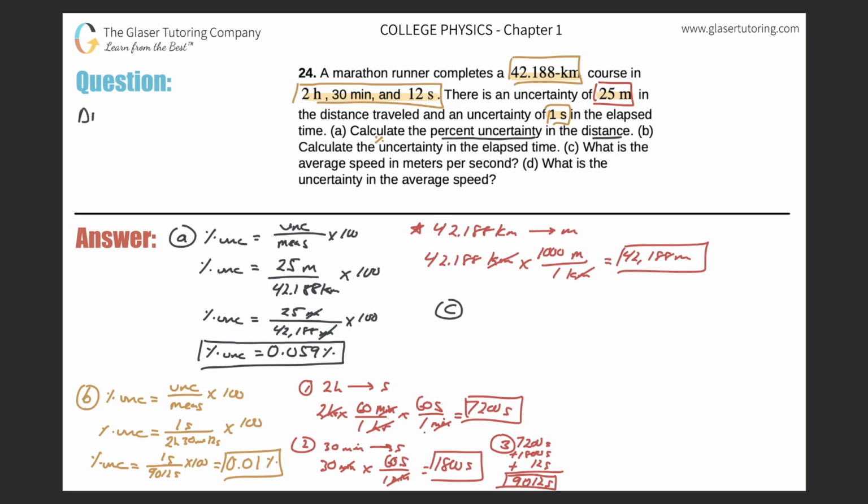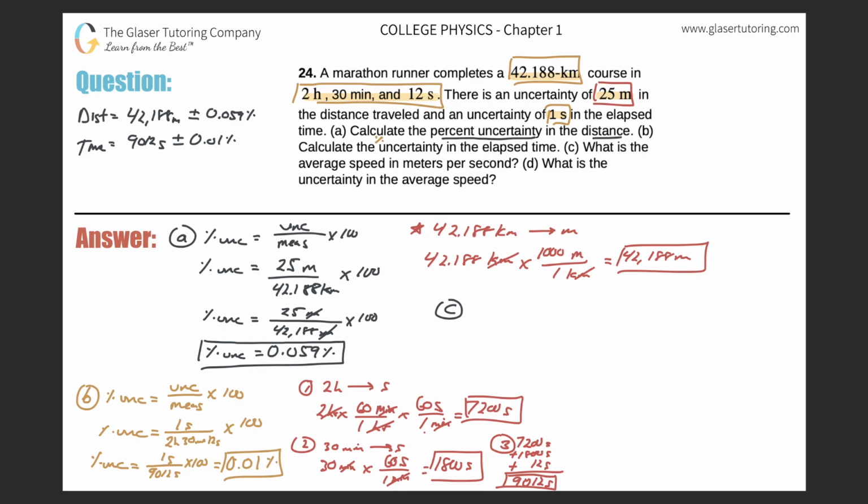Okay, so for the distance, we have a value of 42,188 meters, plus or minus 0.059%. 0.059% of what? Well, percent of this. I'm just going to leave it in terms of percent for now. The time would be written as 9,012 seconds plus or minus 0.01%. 0.01% of what? Well, 0.01% of the 9,012 seconds.